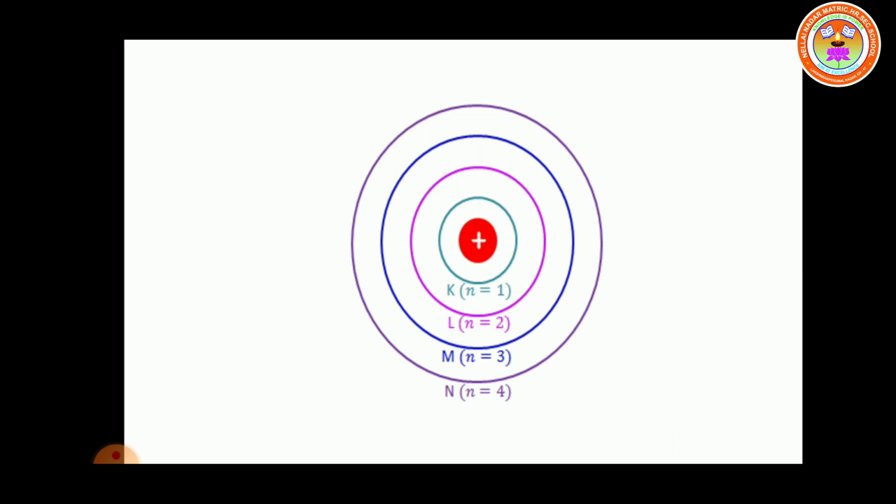The orbits or shells are represented by the capital letters K, L, M and N, or the numbers 1, 2, 3, 4. The orbit closest to the nucleus is the K shell. It has the least amount of energy. So, Bohr called them energy levels or energy shells. So, the first orbit name is K, second orbit L, third orbit M and fourth orbit N.